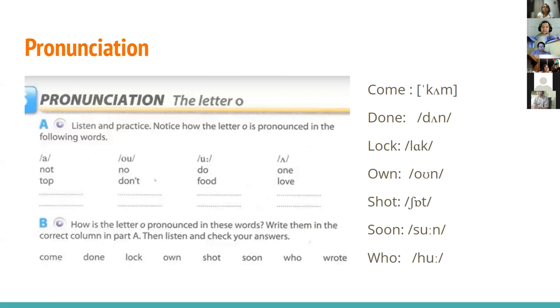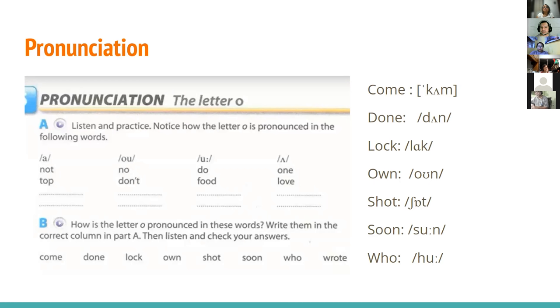La letra O en español tiene solo una pronunciación, right? Just one pronunciation, O, ¿verdad? But in English, it has different pronunciations or different accents or different intonation, right? So, for example, what was explained there is that sometimes it sounds like an A, like top, or O, like no, don't, like an U, do, food, or like a close U. Esto es como una U cerrada, ¿verdad? One, love.